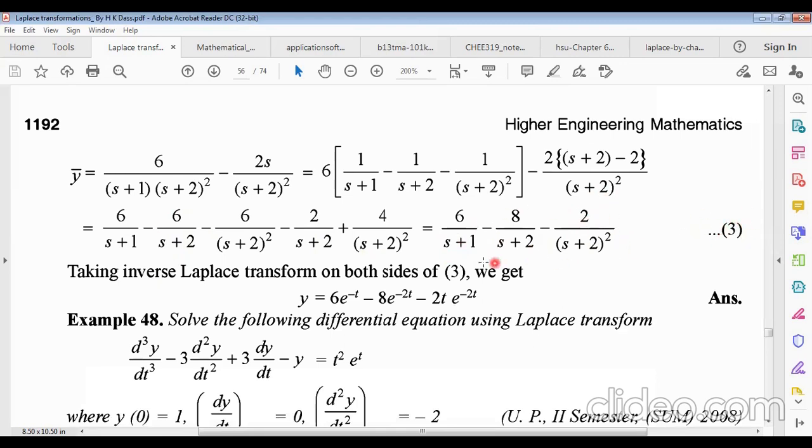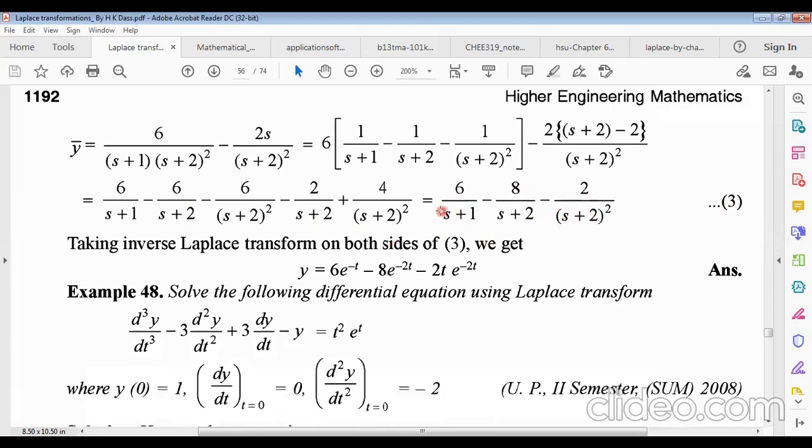This is equation number 3, because this is the Laplace transformation of y(t). Now taking inverse Laplace transformation of equation 3, we get 6 into inverse Laplace transformation of 1 by s plus 1, what will be? e to the power minus t. Similarly 1 by s plus 2 will be e to the power minus 2t. You can check the chart of Laplace transformation and inverse Laplace transformation of basic functions.